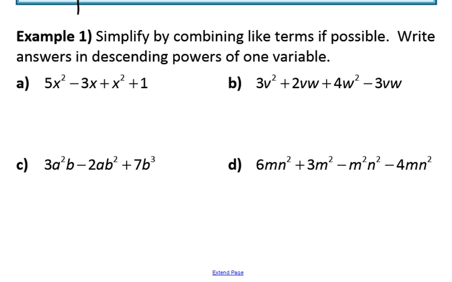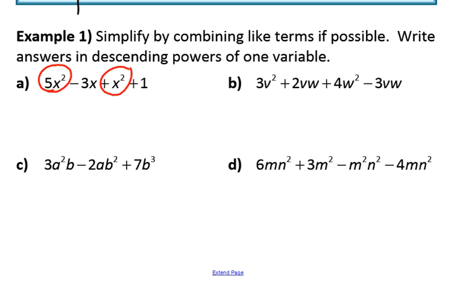I'm going to use my different colors to highlight or underline my different variables. We're going to start off easy. We've done something like this before. For part A, I have 5x squared is a term, and the variable there is x squared. In order to combine that x squared, I have to look for another x squared. The next term is negative 3x. That's not a like term, so I can't combine that. But then I see another x squared here, so plus x squared. Those two terms that I've just circled are like terms.